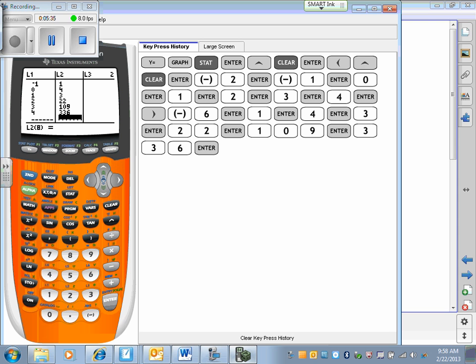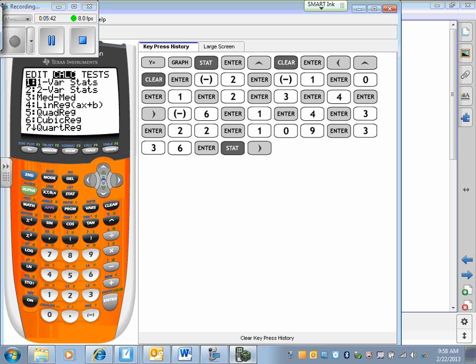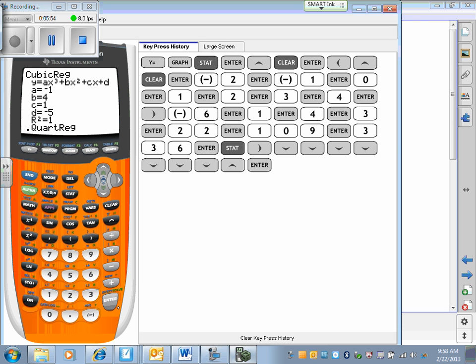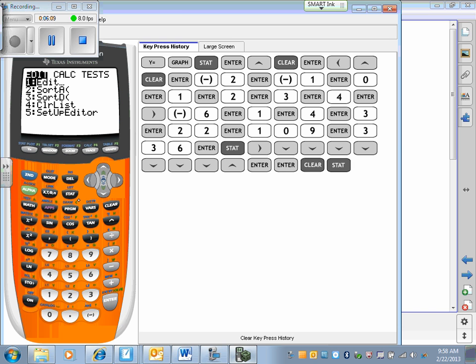Okay, then they tell us this is a quartic function. So I'm going to go back to my stat button, go to calculate, and I'm going to go to quartic, which is number 7, right? Okay, oops, 7. And then I push enter, and enter one more time. Oh, what's going on? Did I not do something right? Let's try this again. Ready?